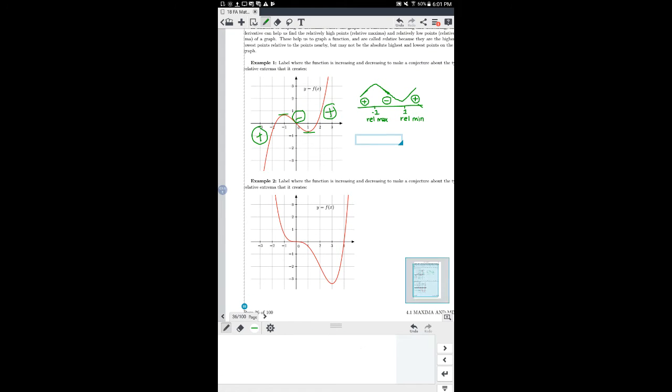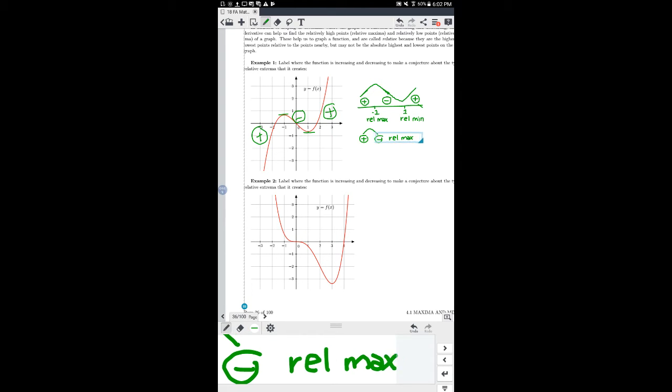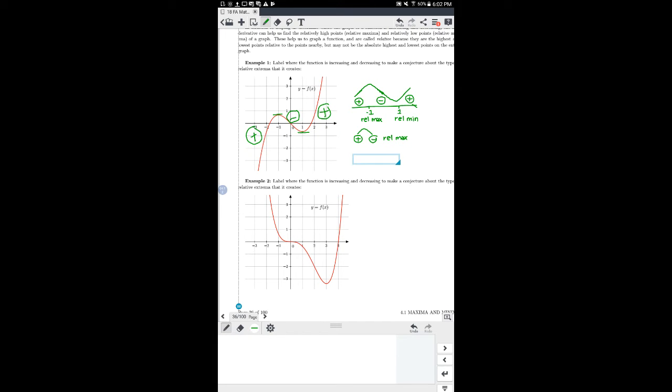And we can kind of summarize that down here. Increasing to decreasing is a relative max on our sign chart. That way we can do this without a picture. And then the other way around is when we have decreasing to increasing. When we go from falling to rising, kind of looks like a smiley face. Falling to rising, we get a relative min. This way we can find extrema without a graph.